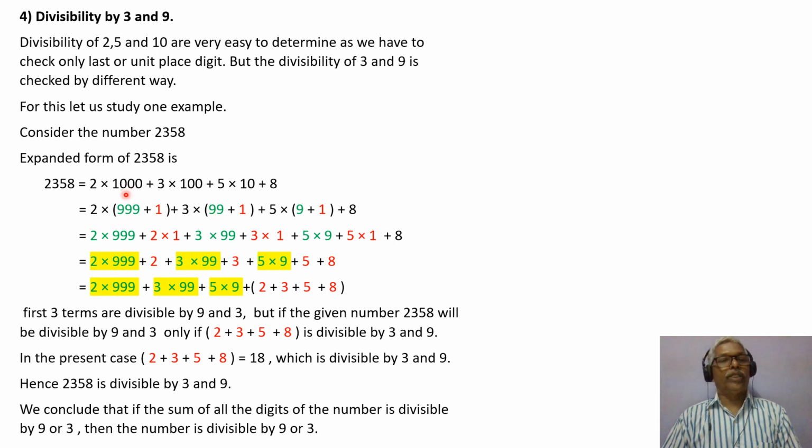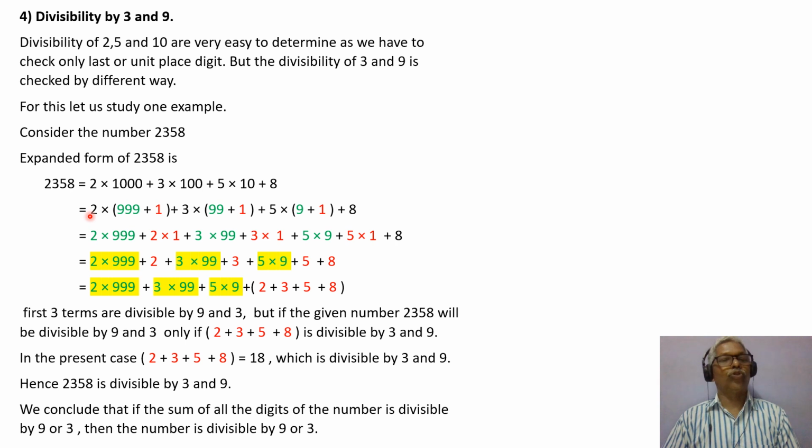So 1000 is written like this, 100 is written as 99 plus 1, and 10 is written as 9 plus 1. Remember, we are not changing any value. We are only rewriting it in a different form. So 2 into 999 plus 1, plus 3 into 99 plus 1, plus 5 into 9 plus 1, plus 8 remains as it is.